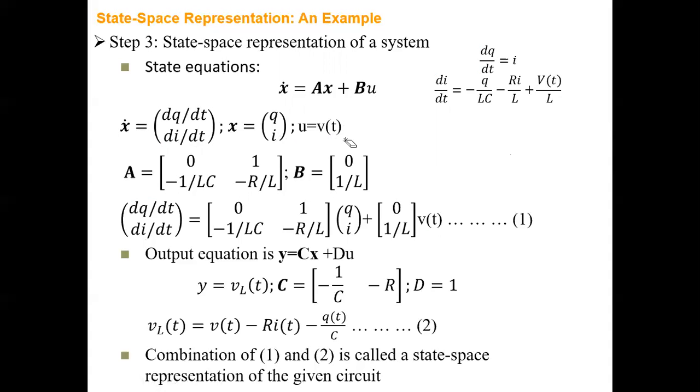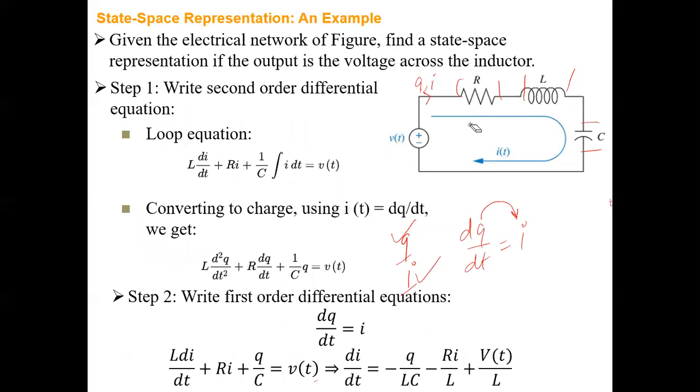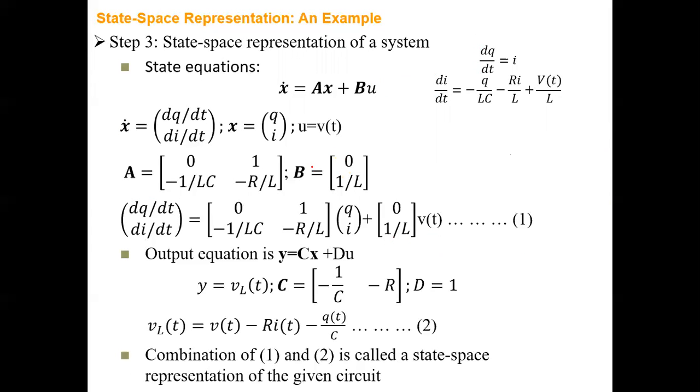Now let's do the output equation. What is your output? Output is across the inductor, right? Let me see here. This is my output. Output is the voltage across the inductor. So let's figure that out now. The output equation can be written in this form again, where Y is a vector, C is a matrix, X is a vector. It's the same vector, right?